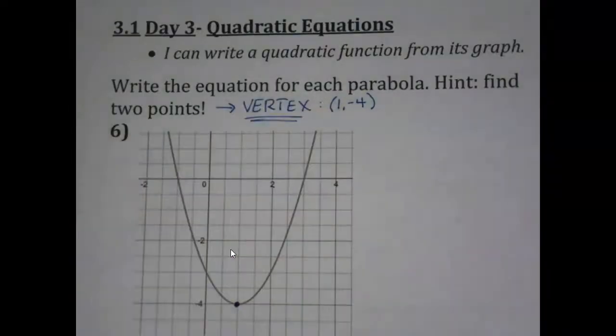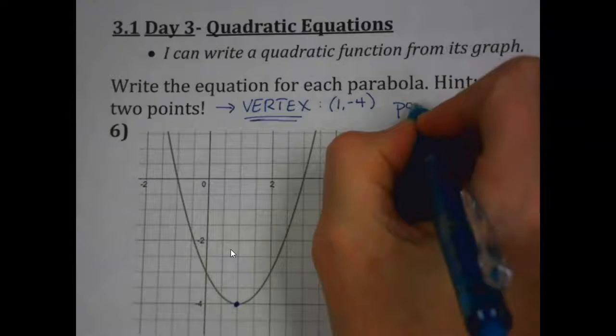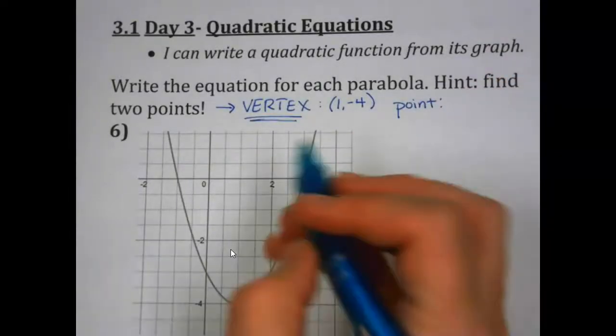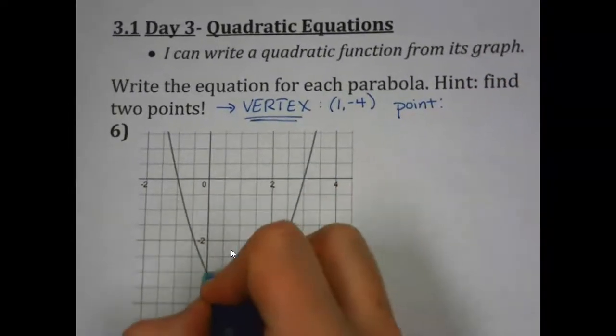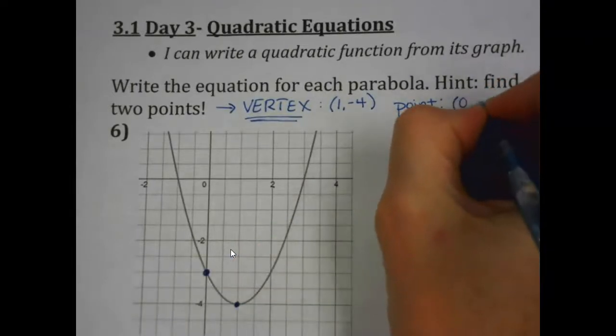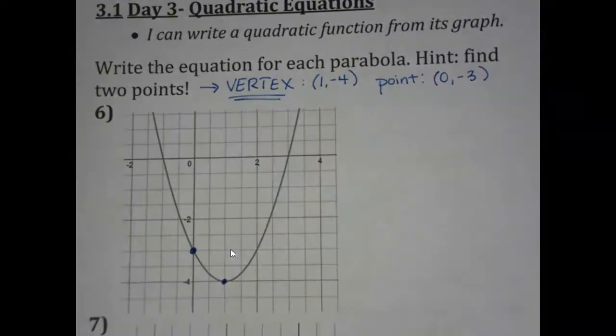And then we need any other point. So any other point on the parabola. So how about our y-intercept, for instance? 0, -3. Doesn't have to be that point, but that's an easy point for us to locate.